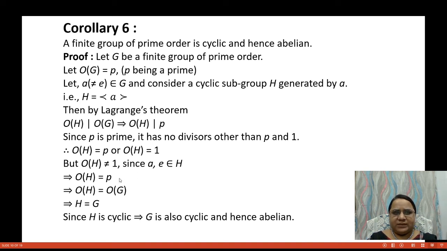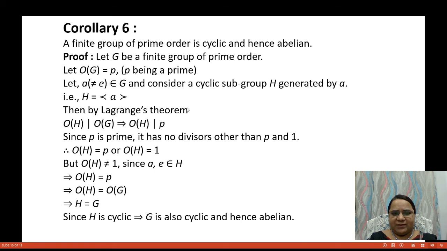Next we have corollary 6. A finite group of prime order is cyclic and hence it is abelian. Let G be a finite group of prime order. Let the order of G be p. P being a prime, let a not equal to e belong to G, and consider a cyclic subgroup H generated by a, that is H is equal to <a>.